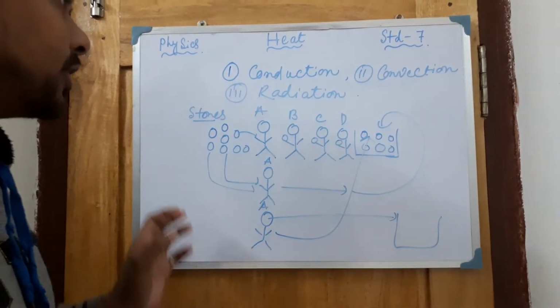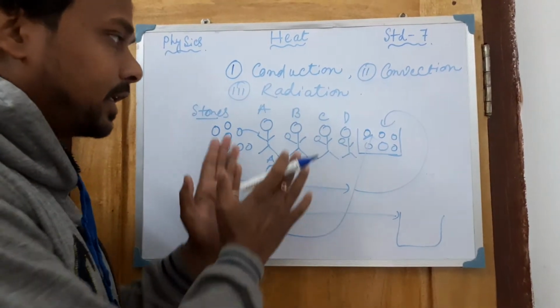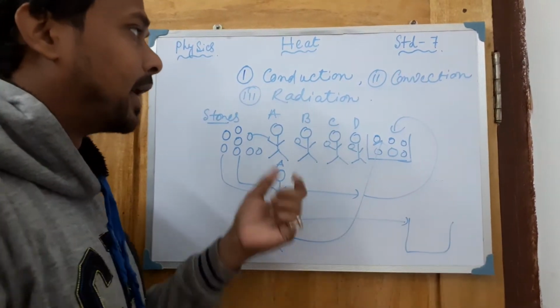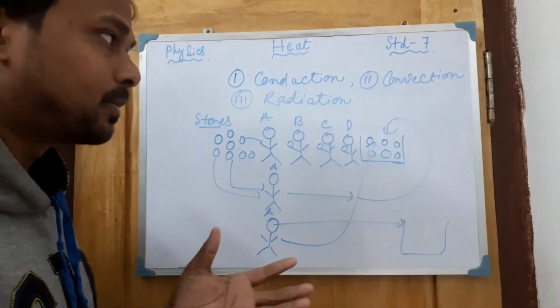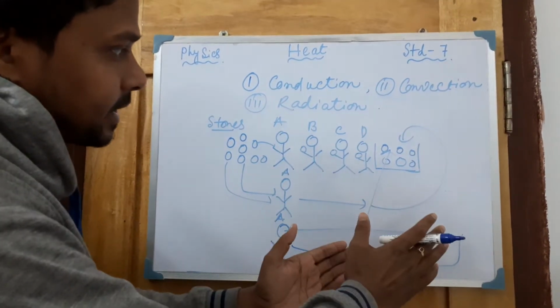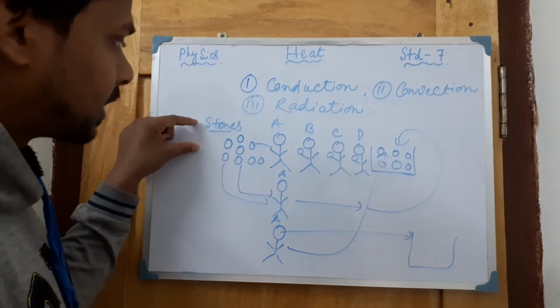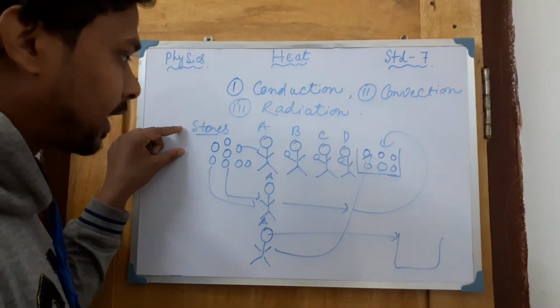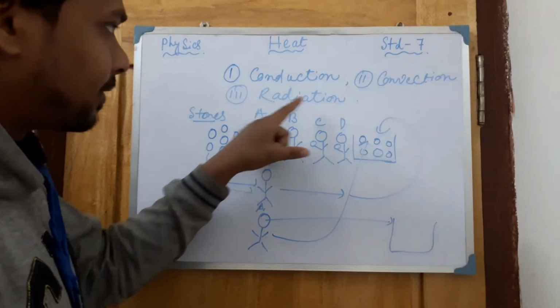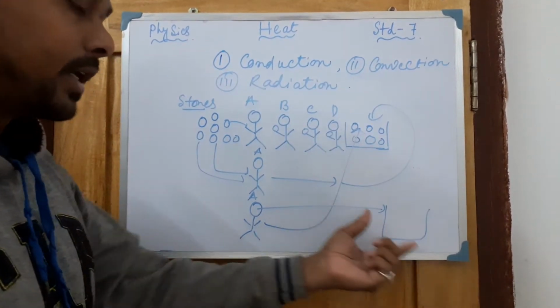So suppose if you think of all these conditions, this example, as a mode of heat transfer, then you can easily describe all these. First one is conduction. How conduction, I will tell you that. Second one is the convection, and third one is the radiation.